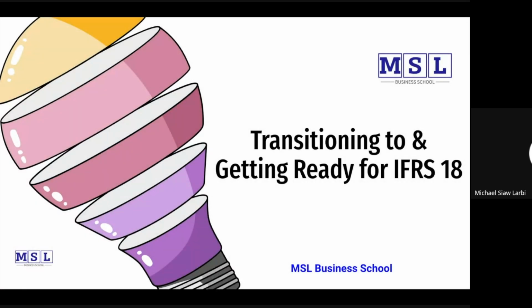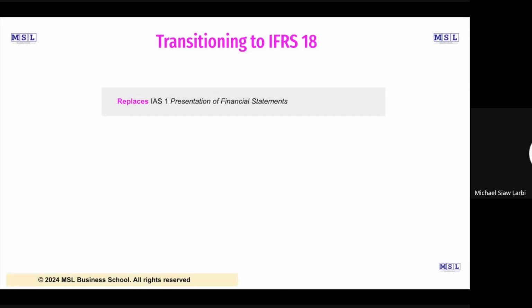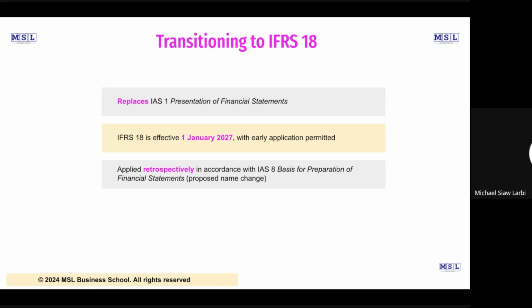Okay, how do you transition to and get ready for IFRS 18? First thing is it replaces IAS 1, like I said, completely. Next thing is it's effective 1st January 2027. Early application is permitted. If you want, you can start now, so you can start preparing. Then it is applied retrospectively in accordance with IAS 8. So once again, take note, the name of IAS 8 is proposed to change.